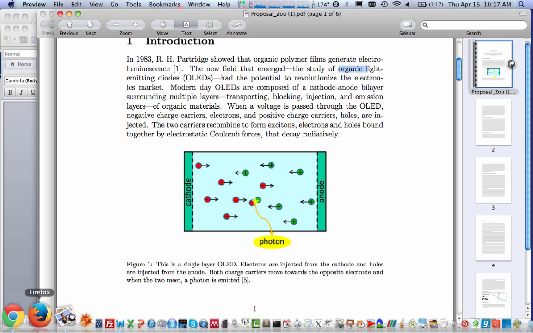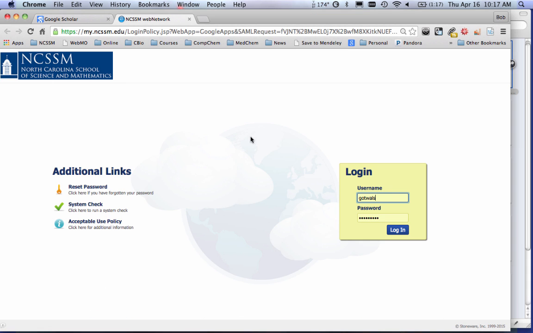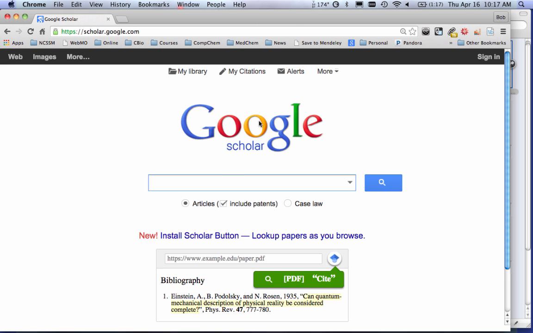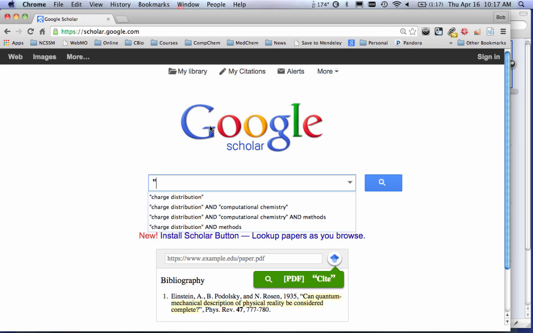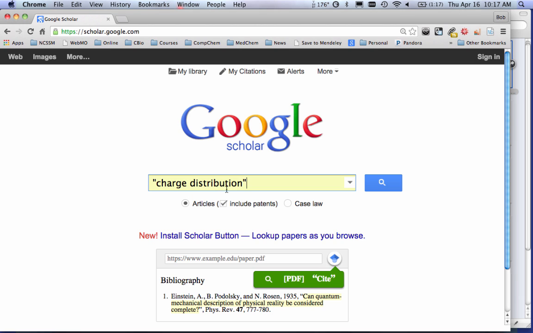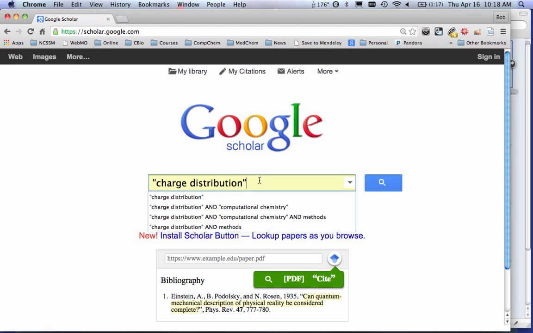And what we figured out is that we don't know anything about how to study electron motion in different materials. Specifically, what we're looking for is charge distribution. So we went to Google Scholar, and you can see I've already done a search here. I put this in quotes so the words charge and distribution are together.